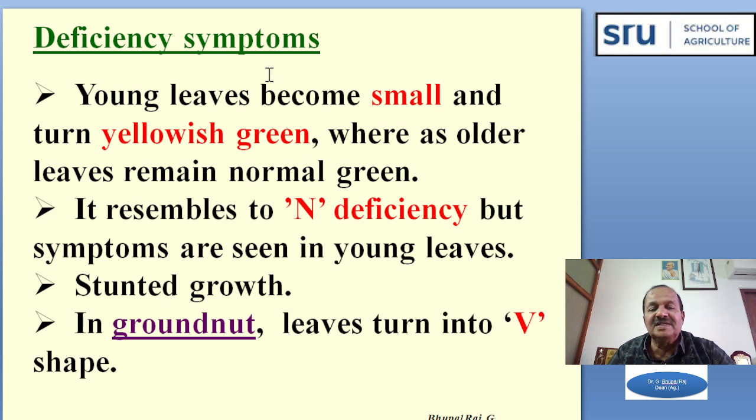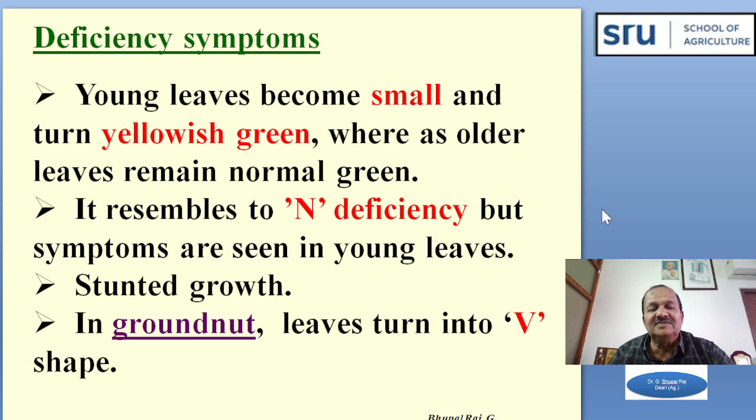The main important symptom is that the younger leaves become small and turn yellow green, whereas the older leaves remain normal green. The older leaves look normal green, and only the younger leaves are affected, turning small in size and yellowish green. So it resembles nitrogen deficiency, but the symptoms are seen in younger leaves.